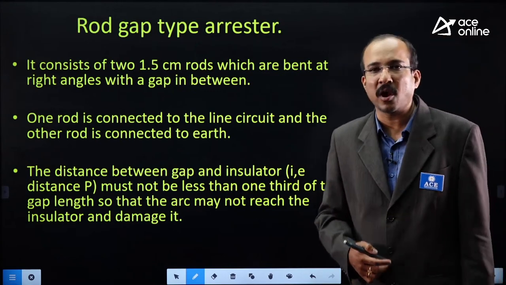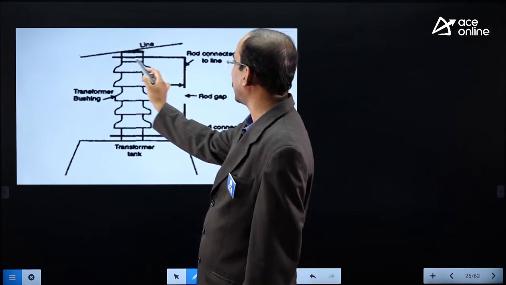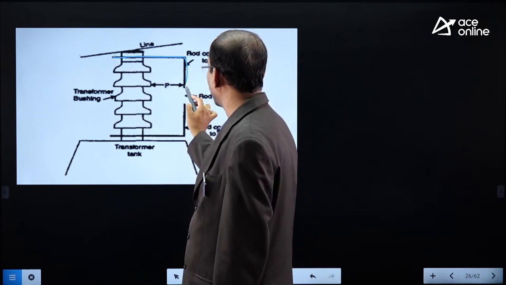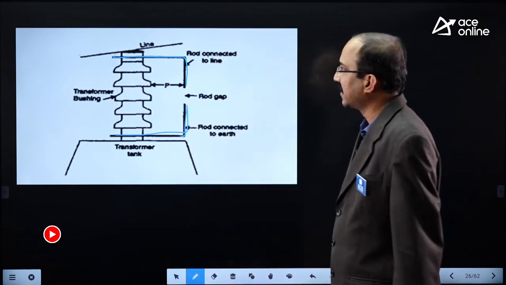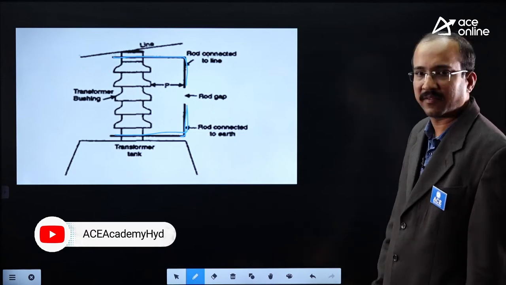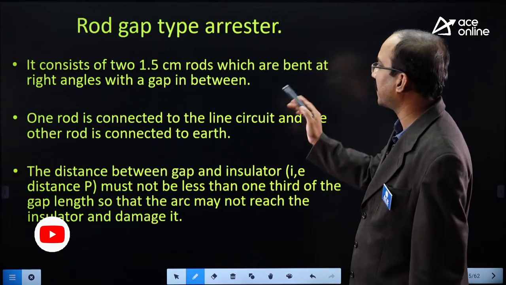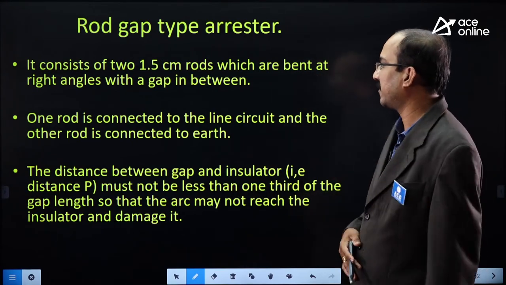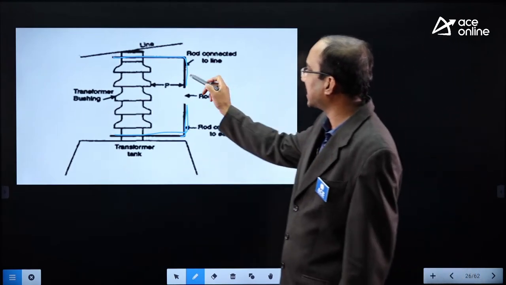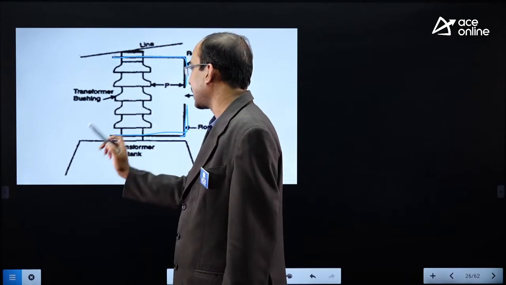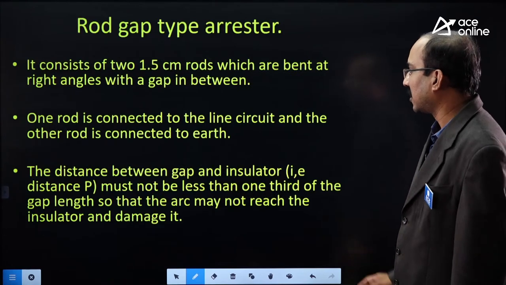Now let us go for the rod gap type arrester. It consists of two rods, generally bent at right angles to each other, which form a rod gap. It consists of two 1.5 centimeter rods bent at right angles with a gap in between. One rod is connected to the line and the other rod is connected to the ground, or earth.